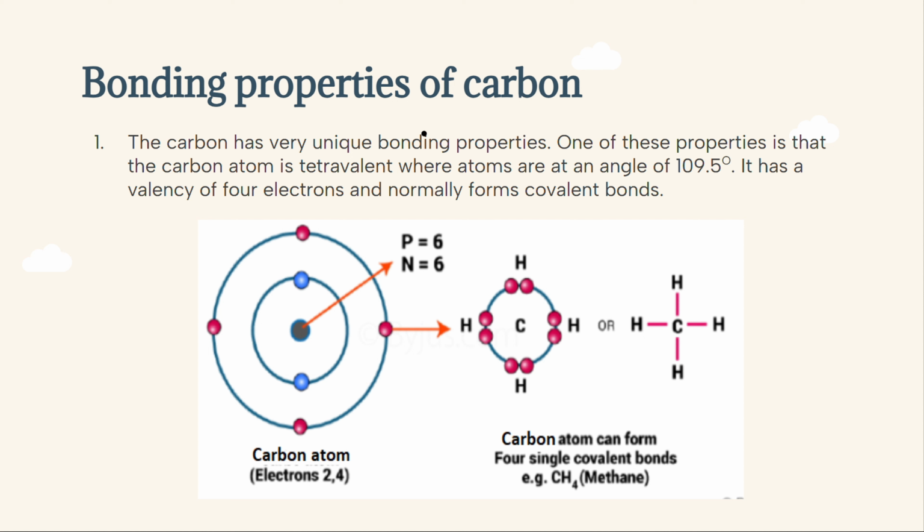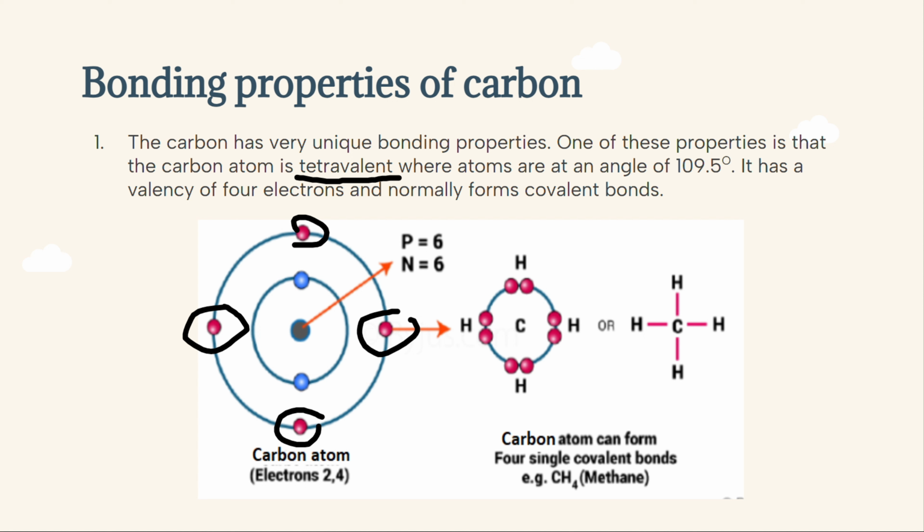Now we're looking at the bonding properties of carbon. So we would have looked at how the structure looks. Now we're going to look at the bonding properties. The first one, the carbon has very unique bonding properties. One of these properties is that the carbon atom is tetravalent. Tetravalent meaning that it has a valency of 4, or it has 4 valence electrons. That's what tetravalent means. Tetravalent, 4 valence electrons.